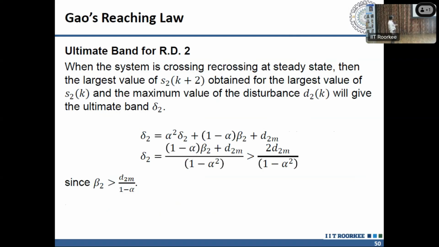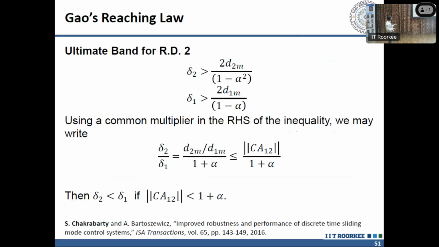Now how to compare between these two ultimate bands? The ultimate band for delta 2 is this, for delta 1 is this. Both have an inequality. So obviously, from the engineering perspective, it will be the least ultimate band that I can have. I will try to beat that. So I will just use a common multiplier, which is very small maybe, just greater than 1, so that I am able to satisfy this inequality. And when I do the division, then that multiplier also cancels out and I get this ratio.